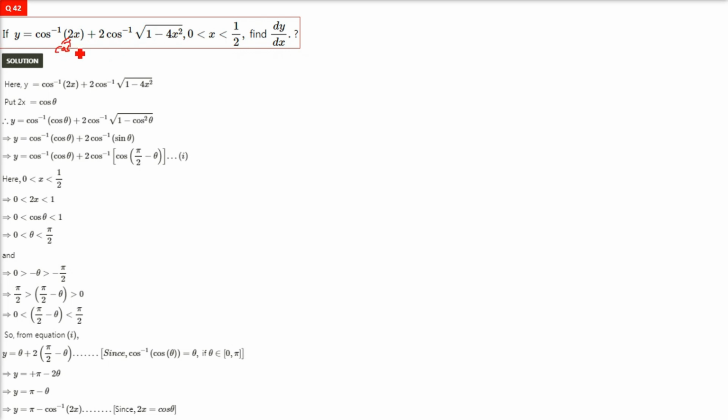So we need a cos here. We need a cos inside. Here also we need a cos. Both sides we need a cos. Okay. So let us take this. We'll check just this x between 0 and half in a short while. So we'll put 2x as cos theta. When we put 2x as cos theta, it will be cos inverse cos of theta, twice of cos inverse under root.